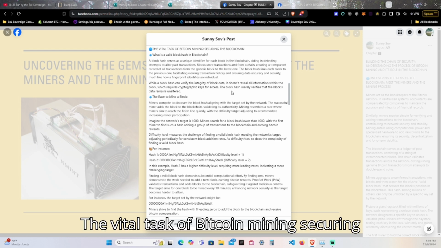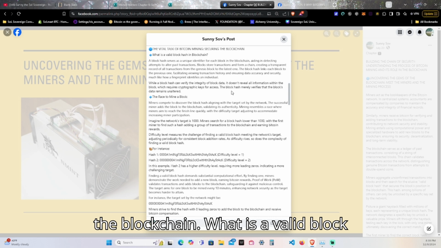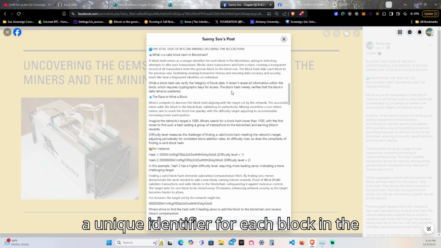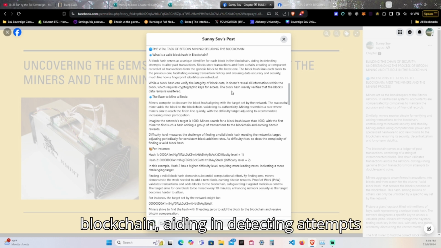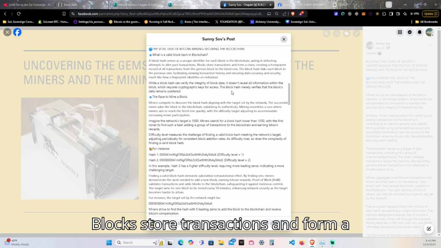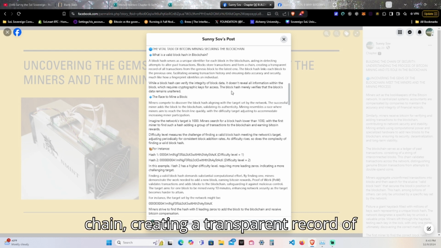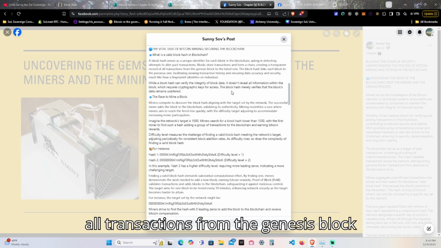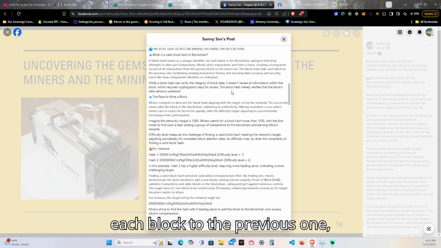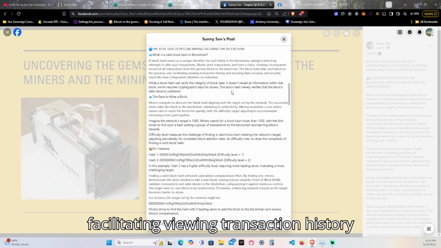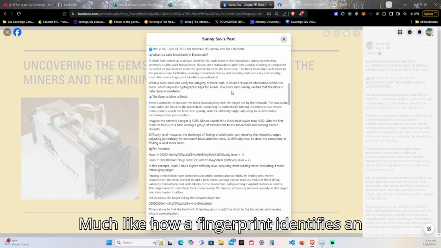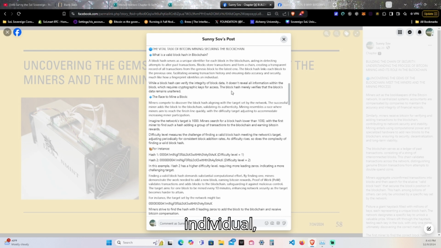The vital task of Bitcoin mining: securing the blockchain. What is a valid block hash in blockchain? A block hash serves as a unique identifier for each block in the blockchain, aiding in detecting attempts to alter past transactions. Blocks store transactions and form a chain, creating a transparent record of all transactions from the genesis block to the latest one. The block hash links each block to the previous one, facilitating viewing transaction history and ensuring data accuracy and security, much like how a fingerprint identifies an individual.